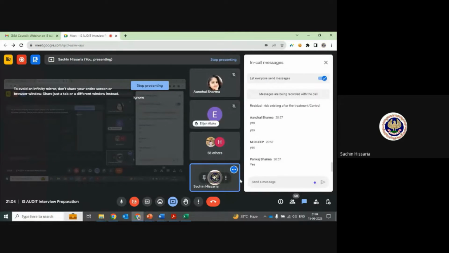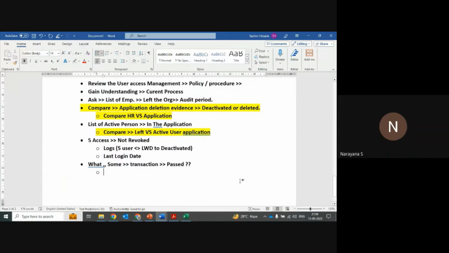Tell me. What is the risk that you see as an auditor here? Data leakage. Okay. What about others? Loss of information, unauthorized access, business impact, fraud. Okay. Unauthorized access. Very good answer.